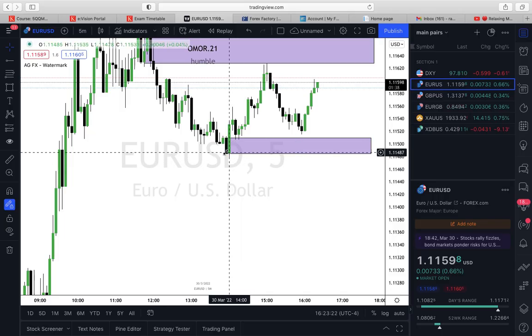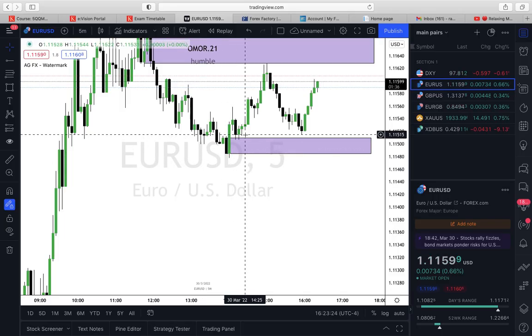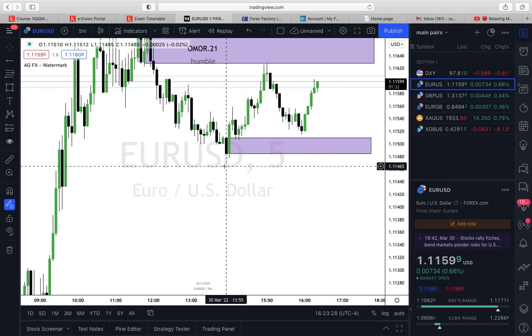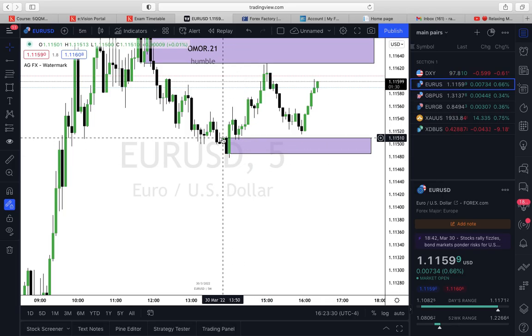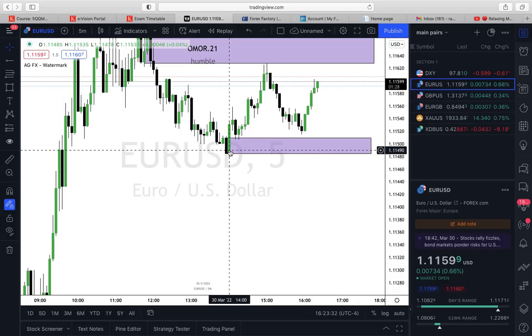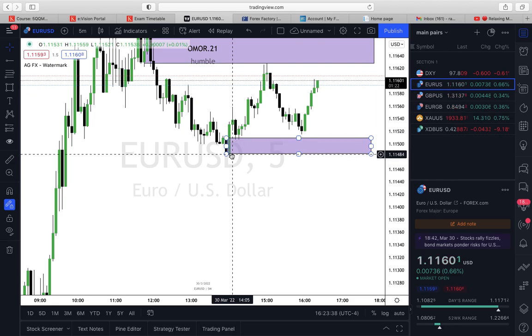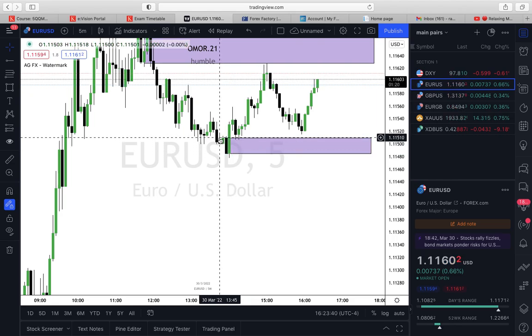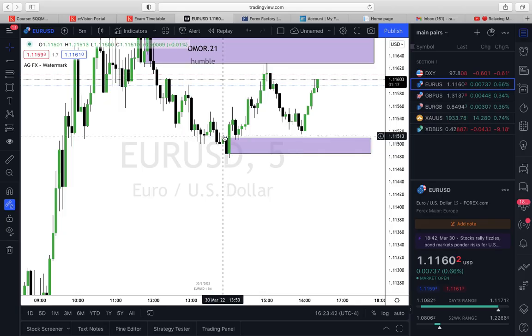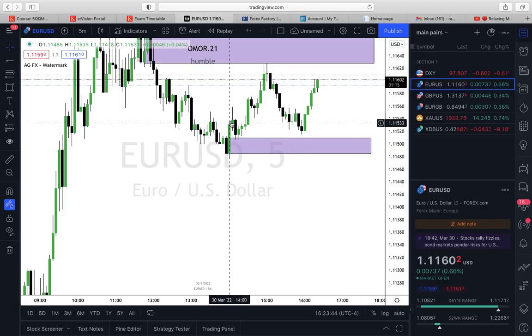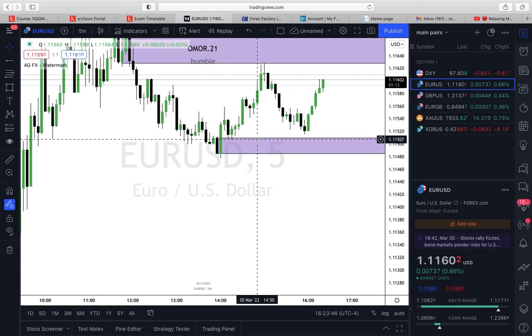So you want to go back to the origin of the displacement. And when was the origin of this displacement? At the open of this candle, because the displacement is everything after this down close candle. So it doesn't start from here. It's above the candle. When you move away from it significantly, that's the displacement you're looking for.